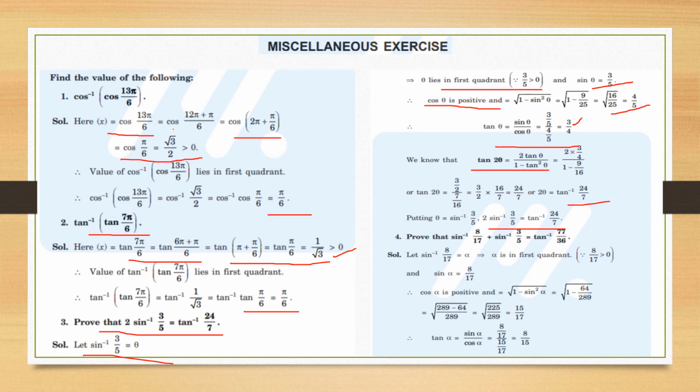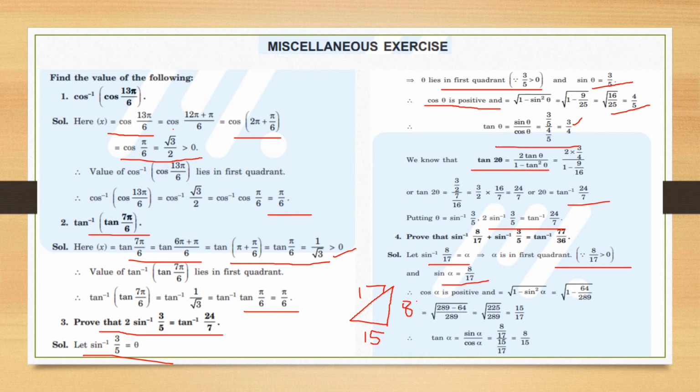Number 4 is prove that sin inverse 8 by 17 plus sin inverse 3 by 5 equal to tan inverse 77 by 36. Now let sin inverse 8 by 17 equal to alpha, means alpha lying in first quadrant, as 8 by 17 is positive. So sin alpha is 8 by 17. Okay. So I can calculate my cos alpha either by using the right triangle property, as sine is my perpendicular upon hypotenuse. So it is 8 and 17, and by Pythagoras theorem I can calculate my base. So this base is coming out to be 15.